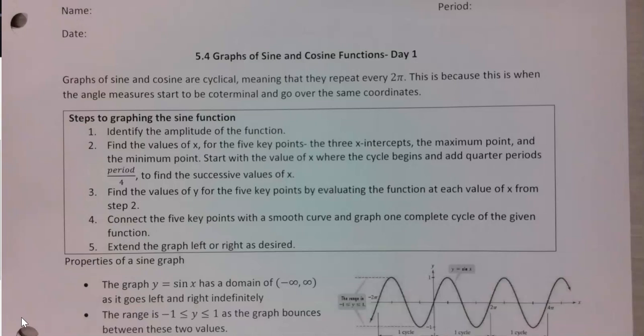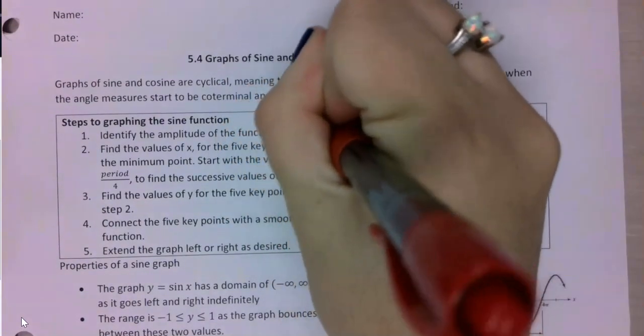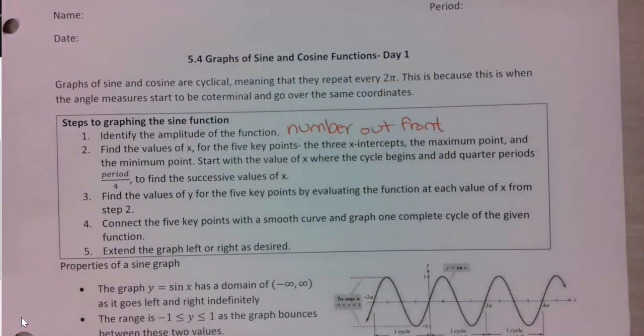So when we graph a sine or a cosine function, we want to follow these steps. We want to figure out the amplitude. Amplitude is the number out front. Then I want to find the values of x for the 5 key points. Key points are made up of the 3 x-intercepts, the maximum point, and the minimum point.